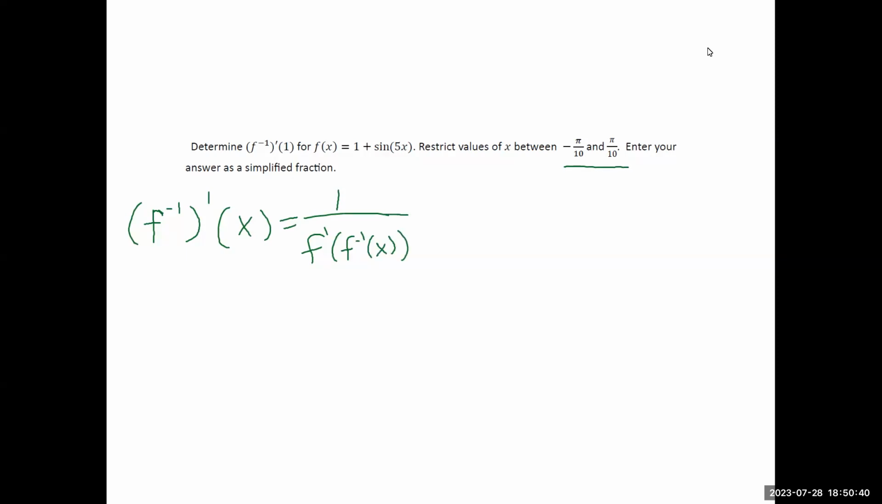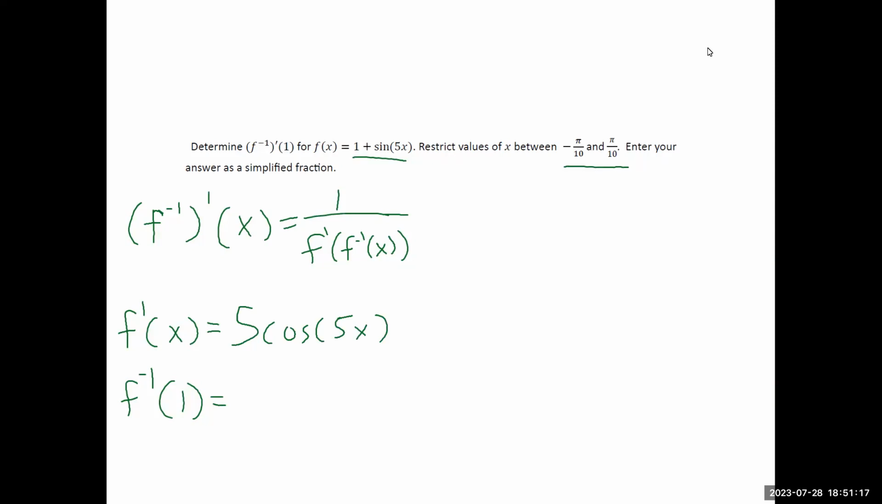So we'll need two things to solve this problem. We'll need the derivative of our original function, f prime of x, and also the inverse image of, in this case, 1. Now, our function here is f of x equals 1 plus sine of 5x. To find this derivative, the derivative of the constant 1 is just 0. And the derivative of sine of 5x, according to the chain rule, is going to be 5, derivative of the inner, times cosine, derivative of the outer, of 5x.